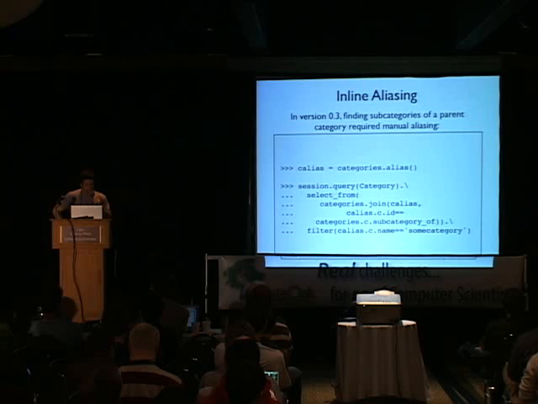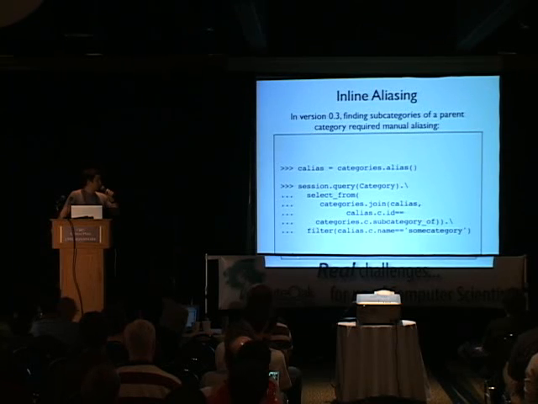In 0.3, if you wanted to join from the category table to itself, you had to manually create an alias object. And you see here we're querying for category objects. We're selecting from a join of categories to the alias. We have to get the direction of the join condition correct for the kind of query we're looking for. And then we're looking for a category with a parent of some category.